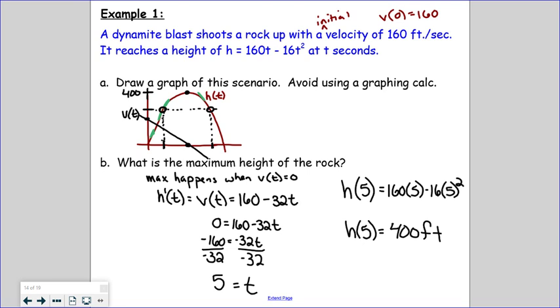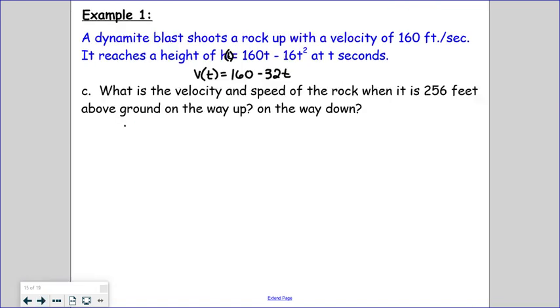Well, to do this, think about what you can do, and that is set your position function equal to that value. When does my position function equal 256 feet? So that's where we would start this. 256 is equal to my position function, and that will tell me what time that is happening. Well, I'm looking at a quadratic right now that I need to solve. So we've got options, and my options would be to either factor or use the quadratic formula, right? So in order to do that, I need to get everything on the same side equal to 0 first.